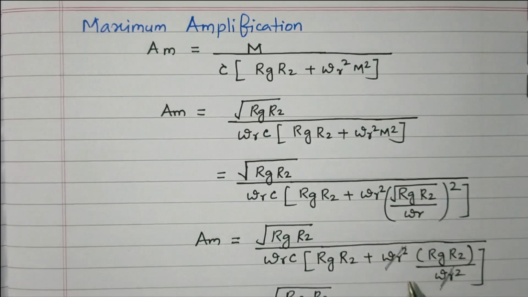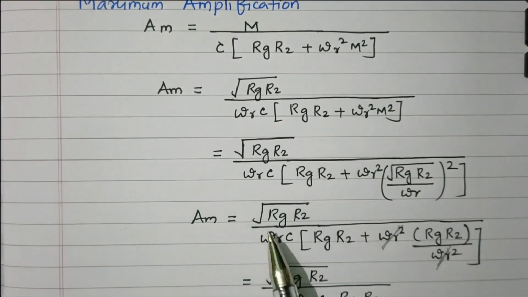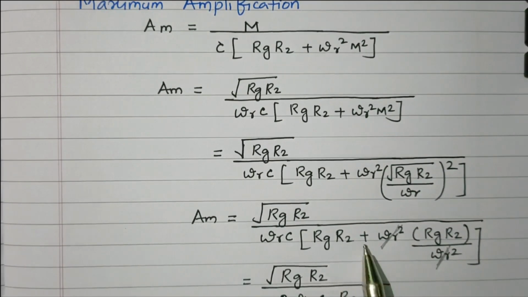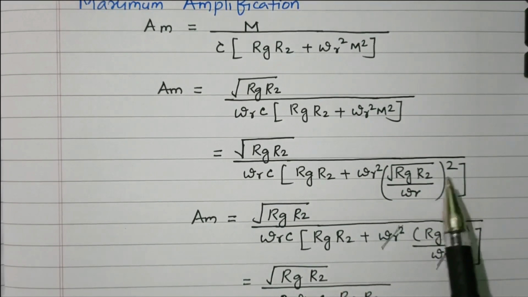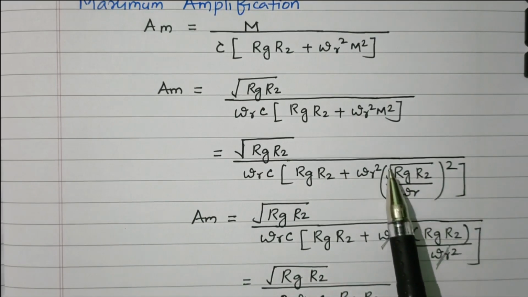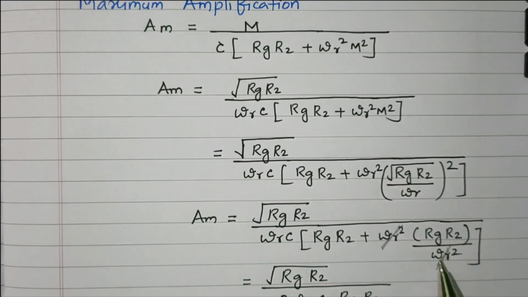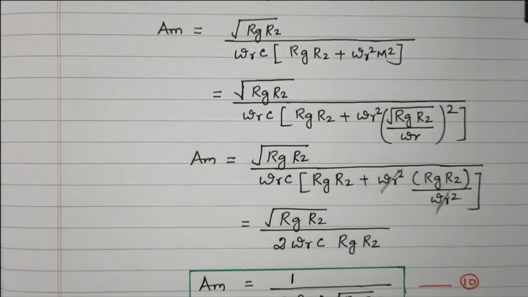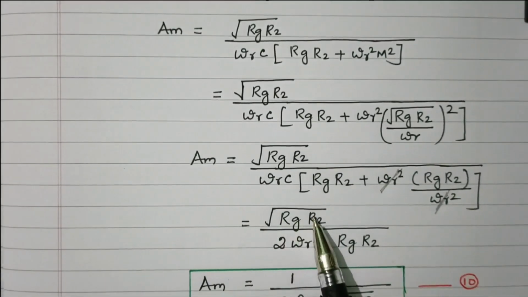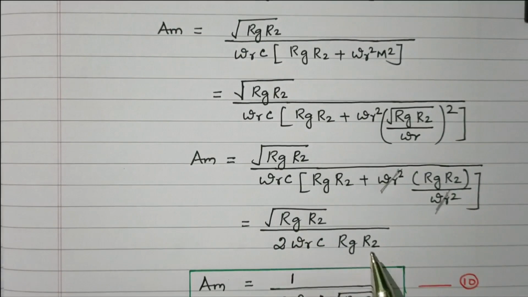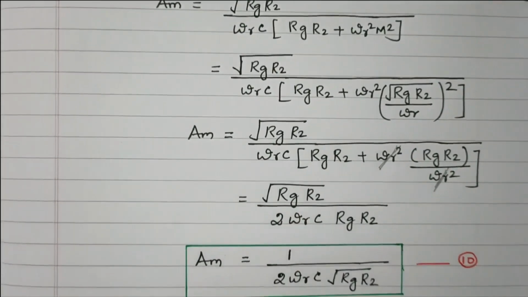Now we'll go for the further simplification. So square root of Rg R2 divided by omega r C into Rg R2 plus Rg R2 divided by omega r square into omega r square. While taking square root, this square root becomes normal Rg R2 divided by omega r square. This omega r square got cancelled, right? So we have this is Rg R2, this is also Rg R2. So 2 times available. Square root of Rg R2 divided by 2 times Rg R2 and omega r C, right?